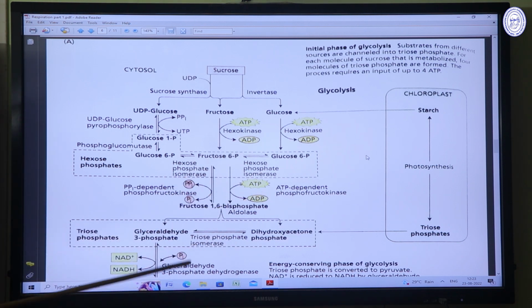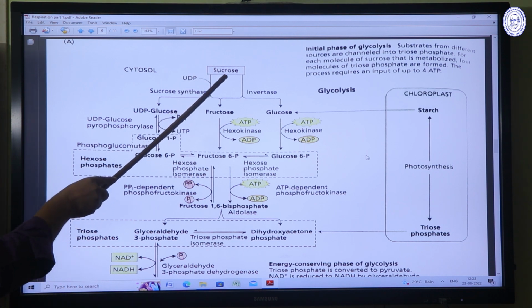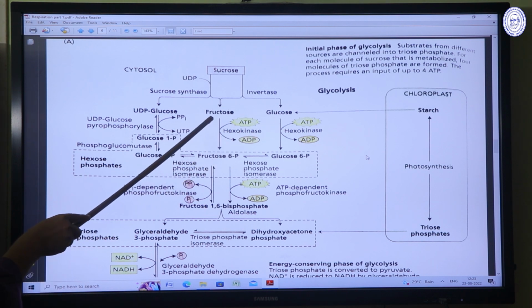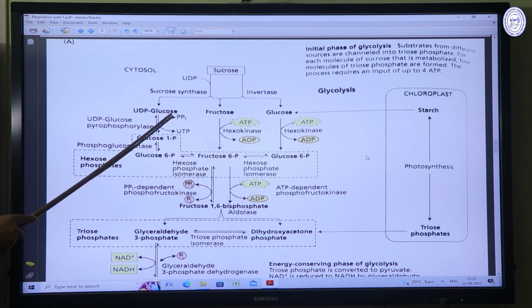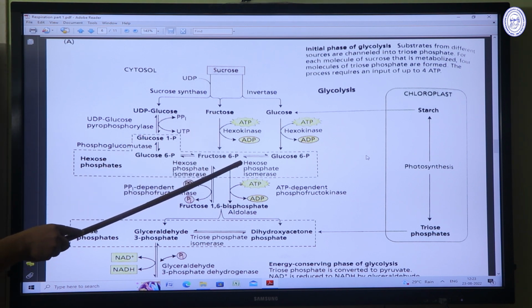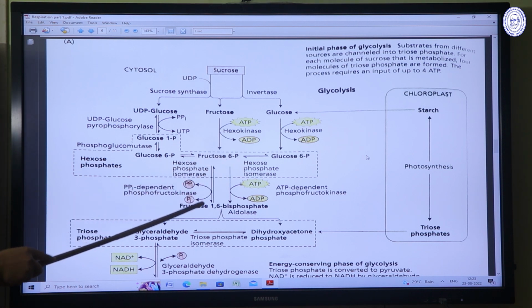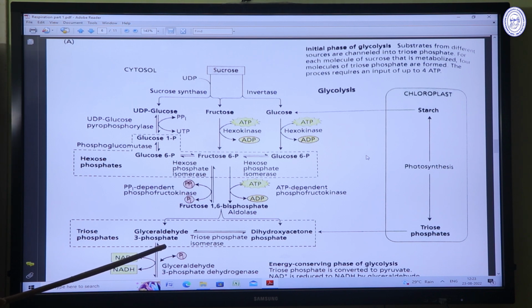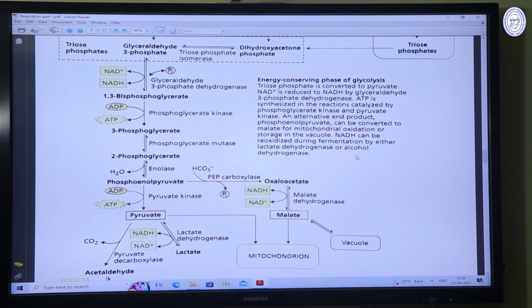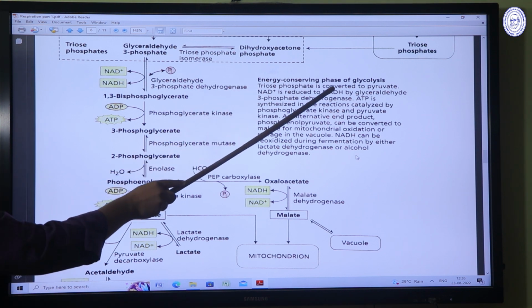This is one way of the initial phase. What will be in the other way? Sucrose, which is present in the cytosol already, will be converted into fructose and glucose, or UDP glucose. Then fructose will be converted into fructose 6-phosphate. Okay. Then this fructose 6-phosphate will be converted into fructose 1,6-bisphosphate and then glyceraldehyde 3-phosphate. This is a triphosphate. So here also 6 carbon. Now these are the reaction steps which are known as the energy conserving phase of glycolysis.